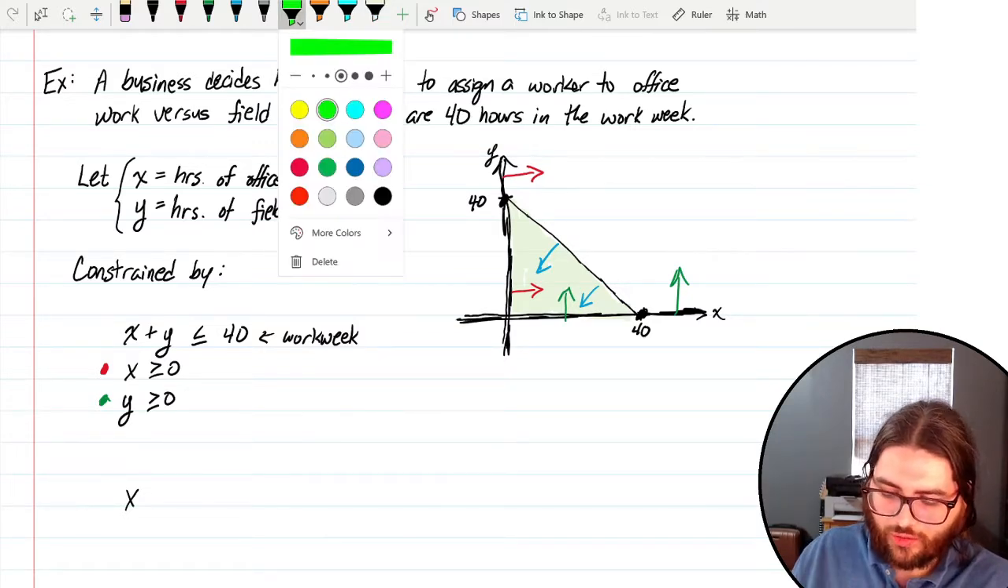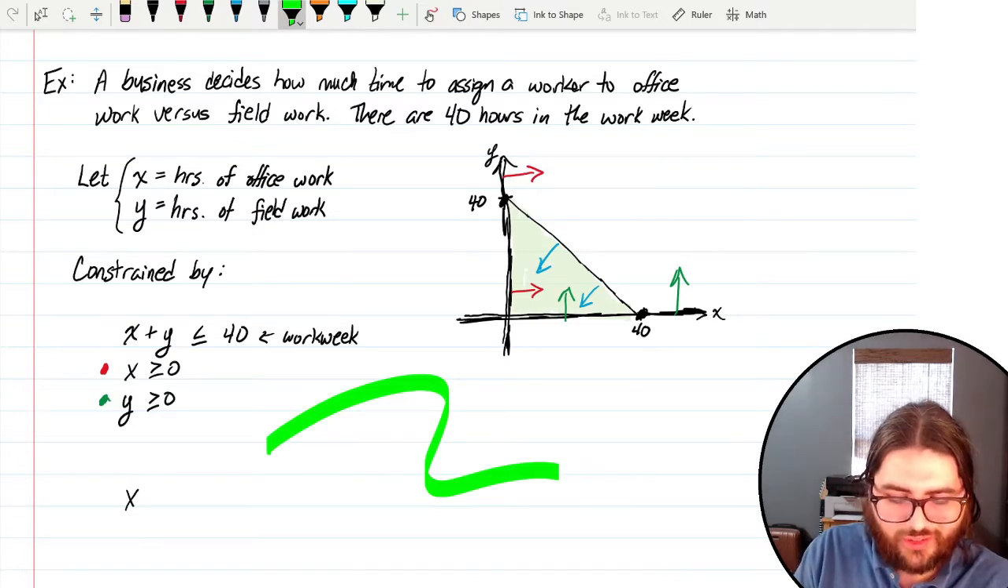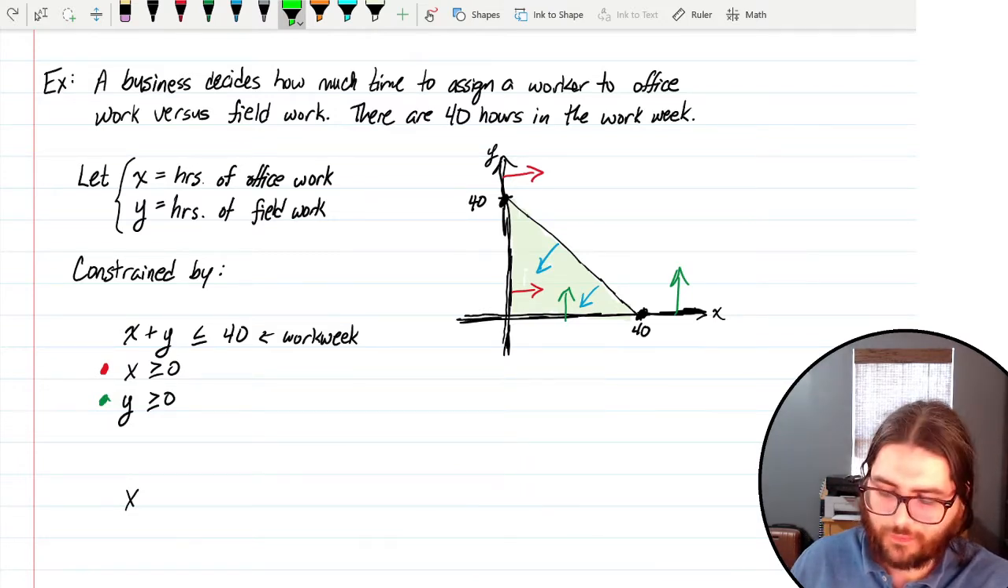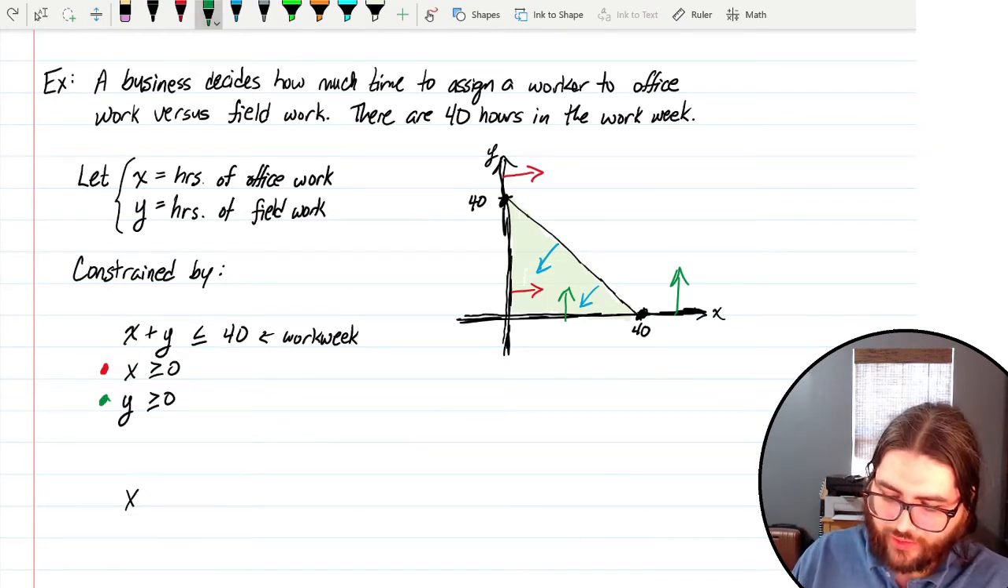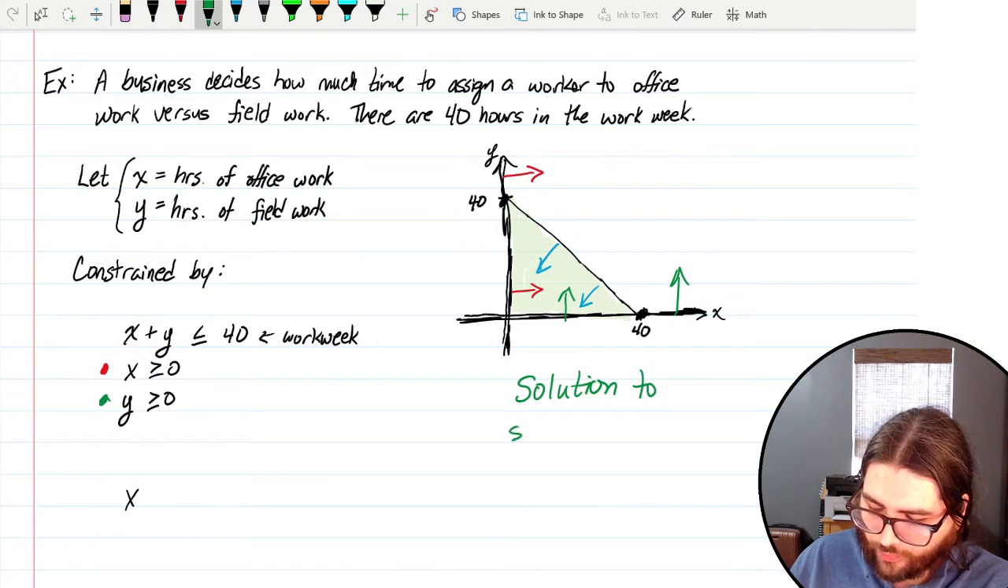I do when I need to point and talk at the same time, you see how that would be too dark to see all the shading? I've used a very, very faint highlighter. And this region which I have shaded would be the solution to the system of inequalities.